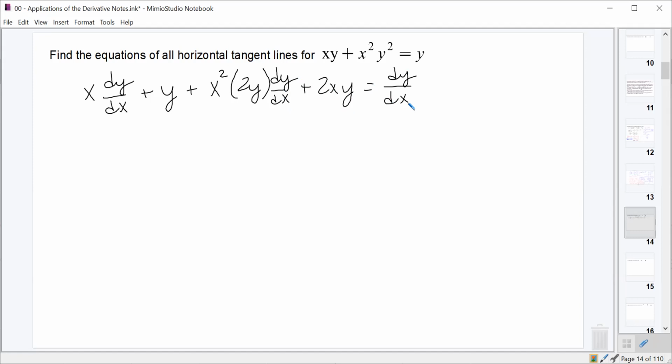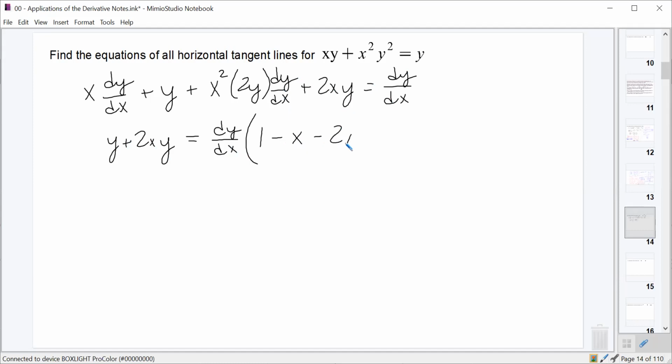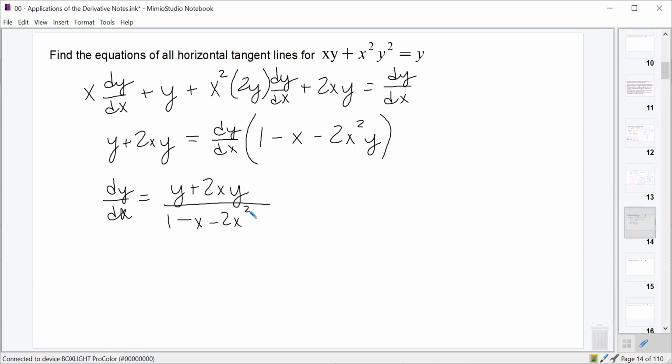And we'll leave the y and the 2xy on this side, and we'll move everything else to the other side. And I'm going to factor out the dy dx. So I've got the 1 dy dx there. And as I subtract the x dy dx, we'll have minus x, and then minus 2x squared y. And that will give us a derivative of dy dx is equal to y plus 2xy over 1 minus x minus 2x squared y.